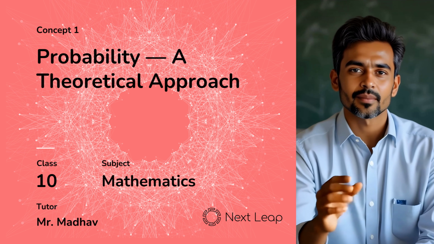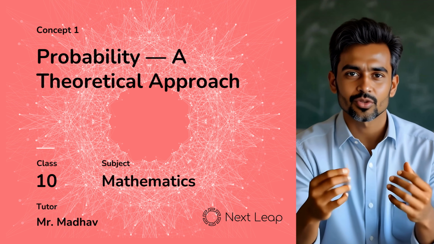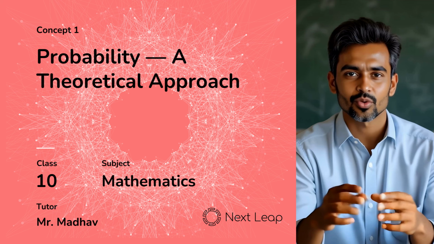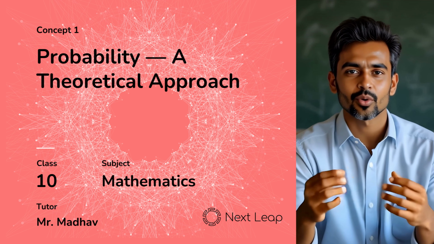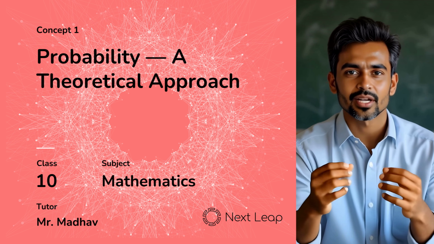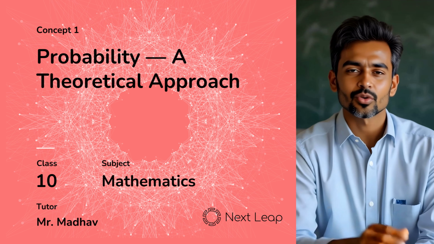Namaste dosto. Imagine you have a perfectly balanced coin in your hand. You toss it once. What are the chances it will land heads up? This simple question gives us the perfect starting point for today's topic, theoretical probability, or as some call it, classical probability. But what makes this theoretical idea so special?